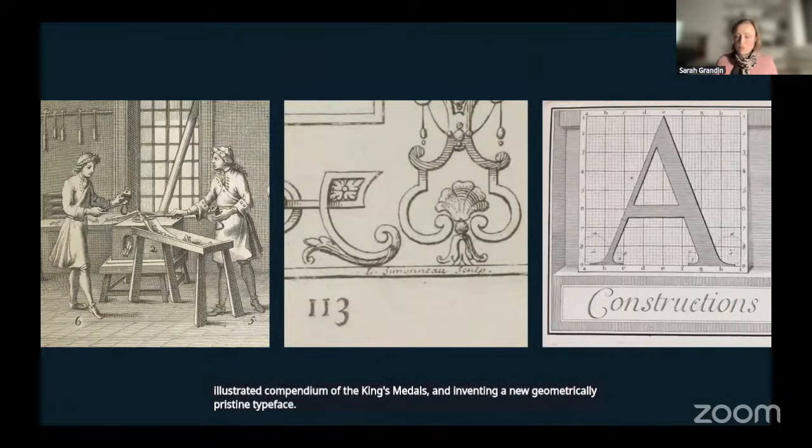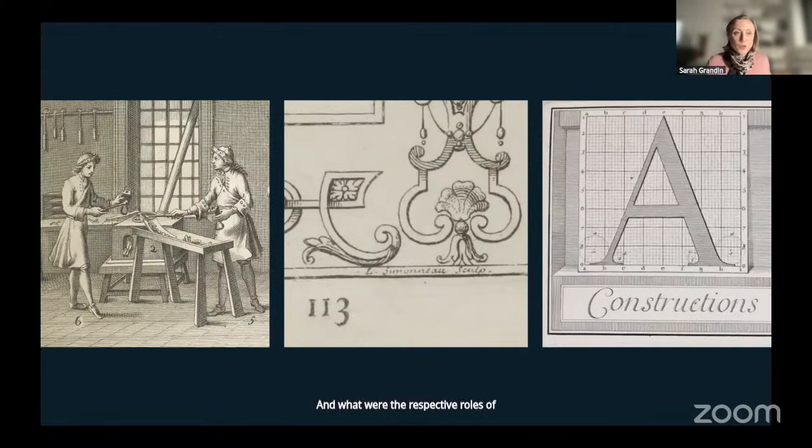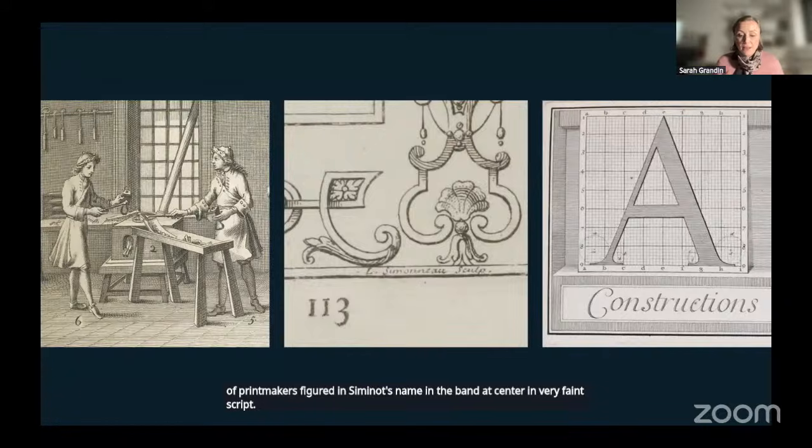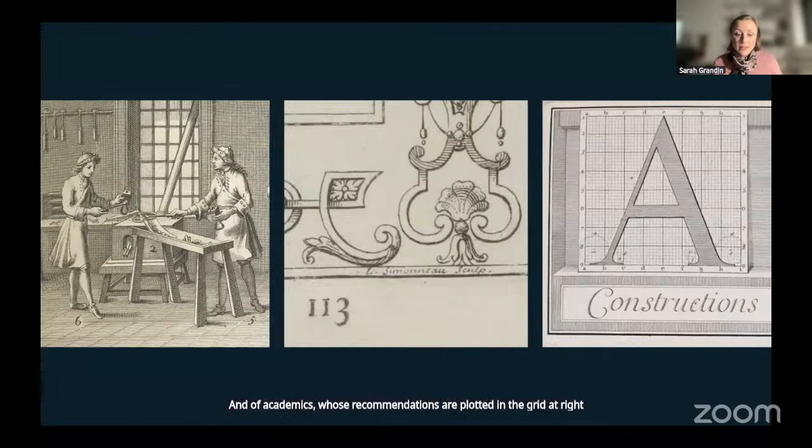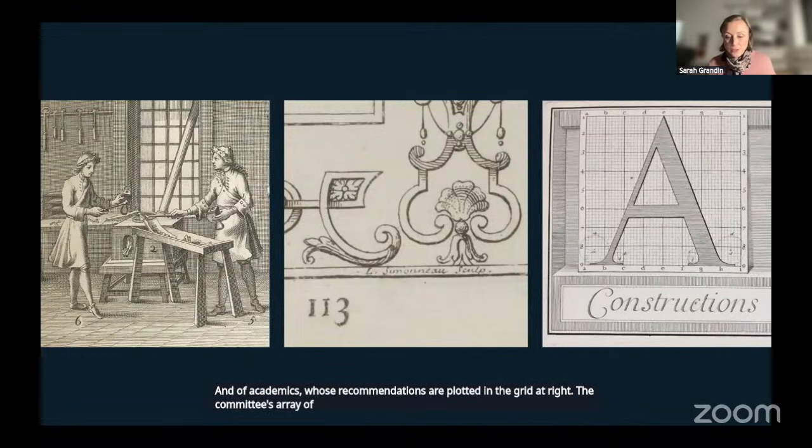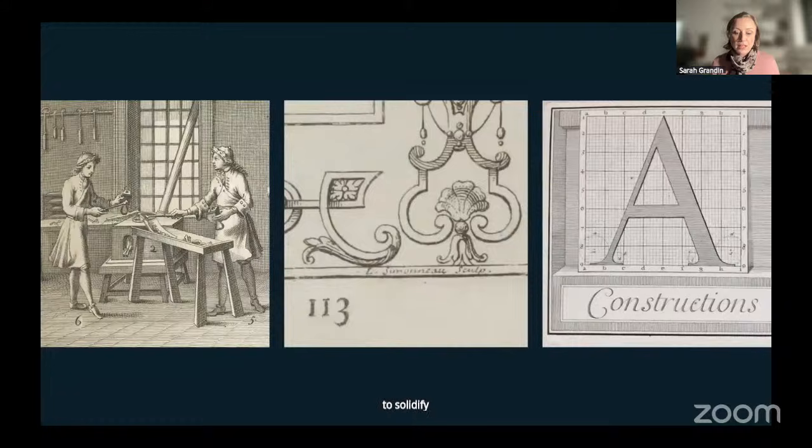And what were the respective roles of craftsmen, who are figured at left, of printmakers figured in Simoneau's name in the band at center in very faint script, and of academics whose recommendations are plotted in the grid at right? The committee's array of activities shows that under Louis XIV, new approaches were taken to modernize typography and the print arts as a means to solidify the visual and material coherence of royal publications.